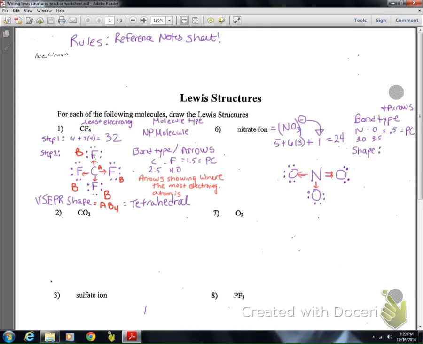Then I'm going to look at my shape, so I'm going to assign my A, and then I'm going to look and see that I have three things attached to that central atom. And so my shape is AB3. I'm going to look at my VSEPR table, and it shows me that that's called trigonal planar. And if you notice, this does not necessarily look like the trigonal planar drawing, so you've got to make sure that you're assessing that and that you redraw.